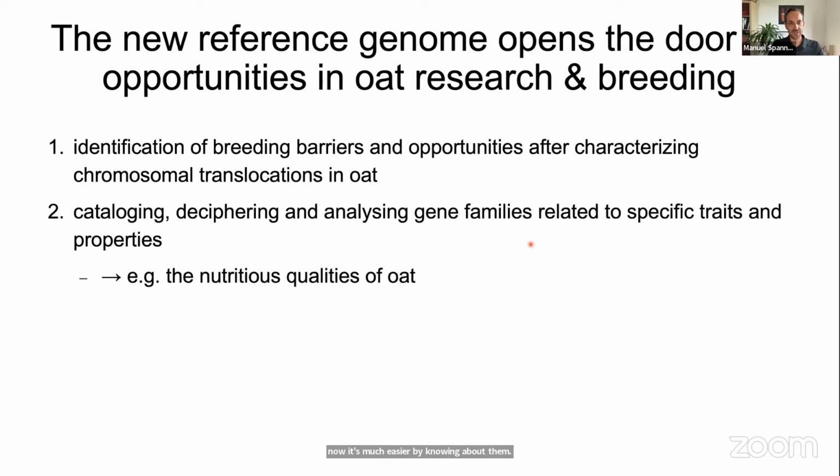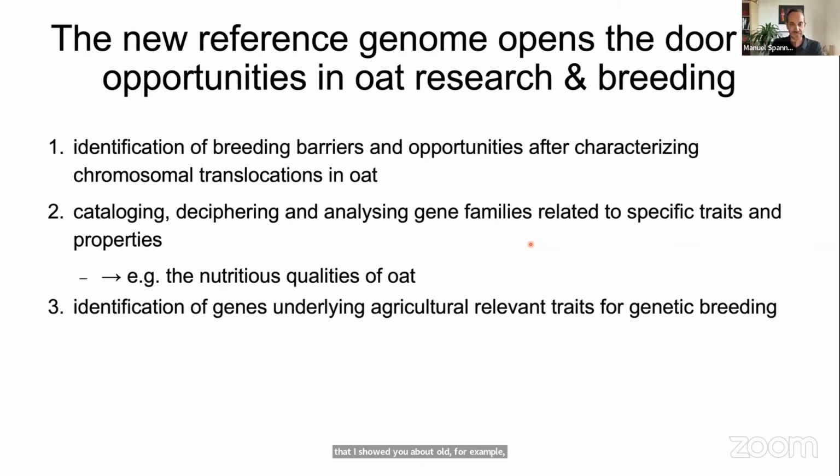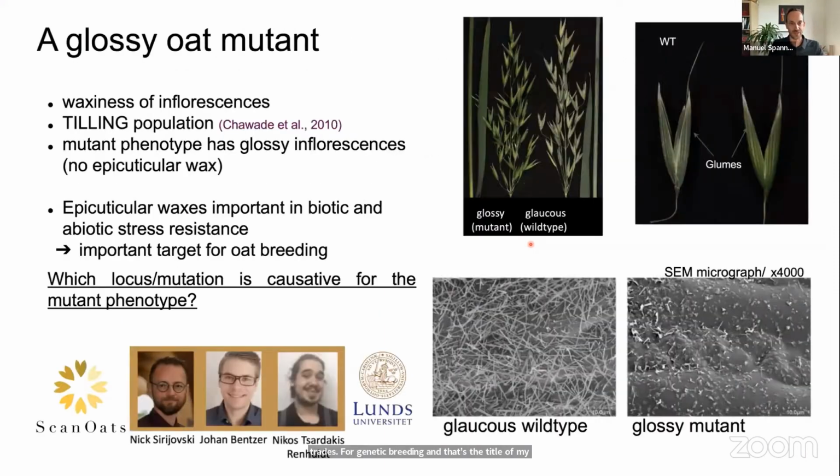So what we also did in that study is we cataloged, deciphered, and analyzed gene families that are related to these specific traits and properties that I showed you about oat, for example, the nutritious qualities of oat. And another thing is that we are now able to identify genes underlying agriculturally relevant traits for genetic breeding, and that's the title of my topic. So I want to show you an example of how we can do that.